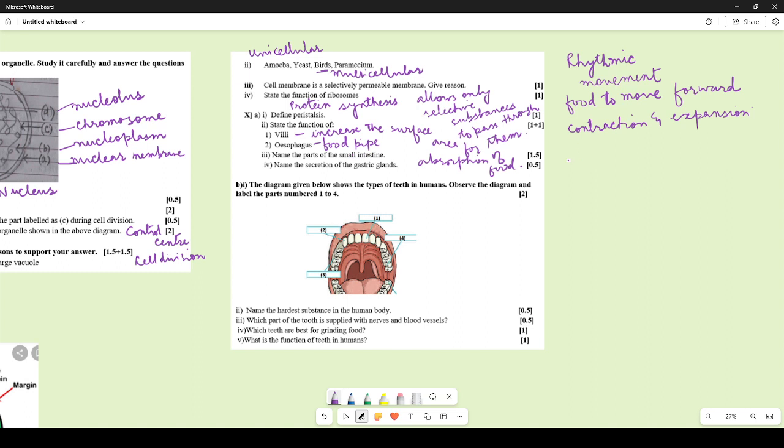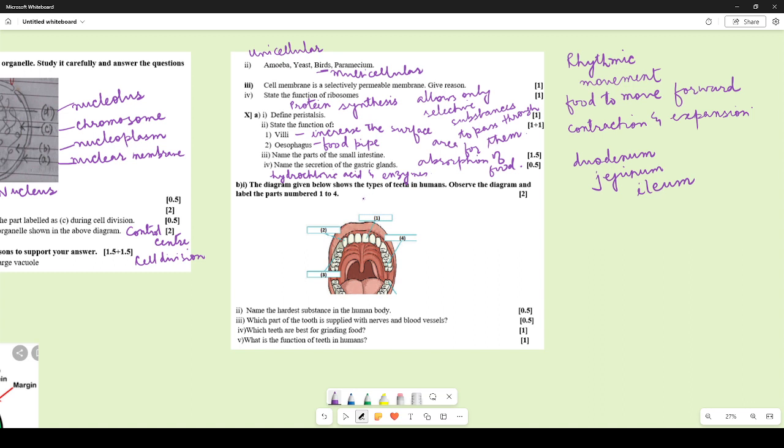Name the parts of the small intestine. Duodenum, jejunum, and ileum. If your spellings are correct, you will get full marks, otherwise not. Name the secretion of the gastric glands. They secrete hydrochloric acid and some enzymes. So if you have written enzymes, or if you have just written hydrochloric acid, I have given you marks. Either of them if you have written, I have given you the marks.